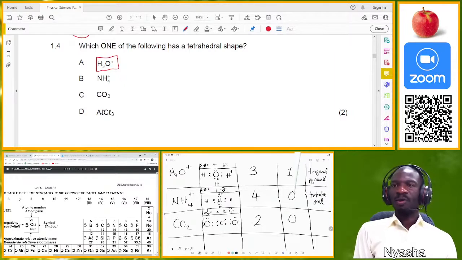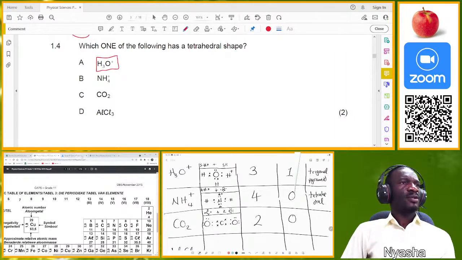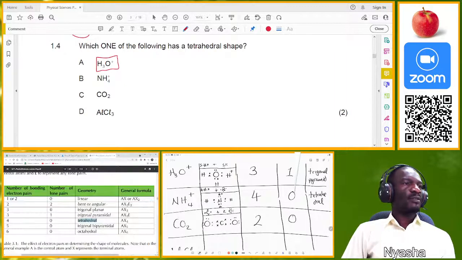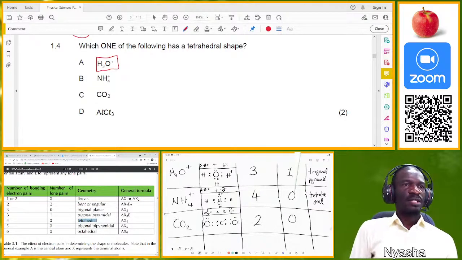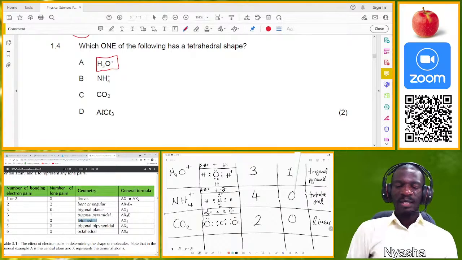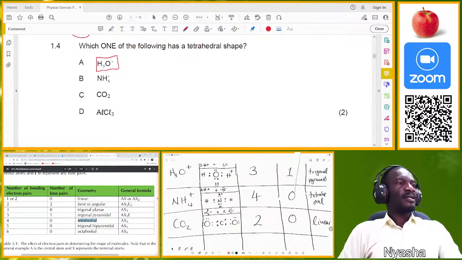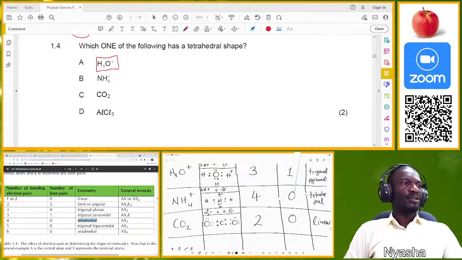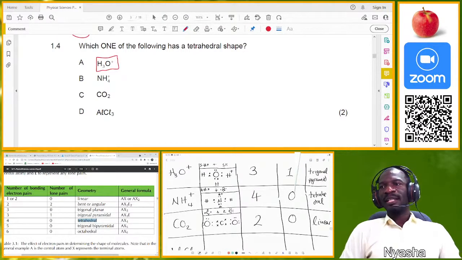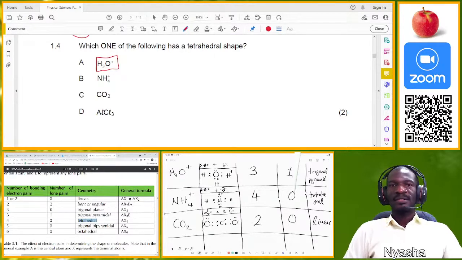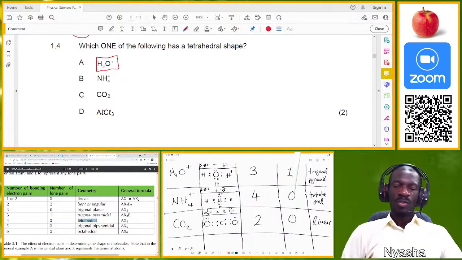We have no lone pairs there. So may someone just go and check for us. That would be linear, right? That would be linear for the carbon dioxide. So for the bonding electron pairs, we just have 2 pairs that are bonding.